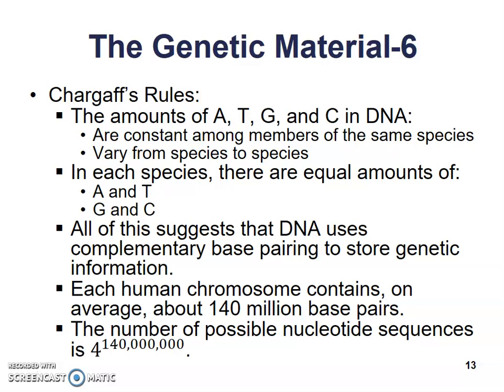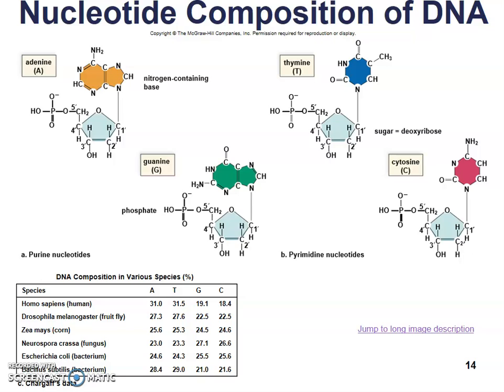Each human chromosome contains, on average, 140 million base pairs, which means 140 million adenine, cytosine, guanine, thymine. Here is a picture of what those molecules actually look like. Every single one of them contains a phosphate molecule, which is this P with the O's and the H's, bonded to a deoxyribose molecule. That's a sugar molecule, and then it bonds to a nitrogen base, which is either the adenine, the guanine, the thymine, or the cytosine.